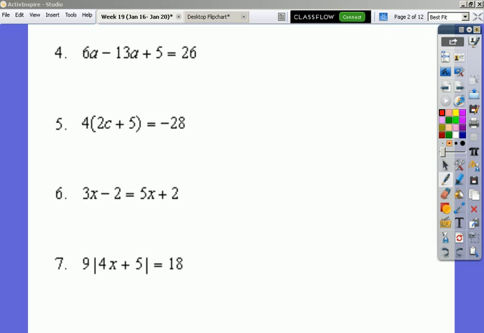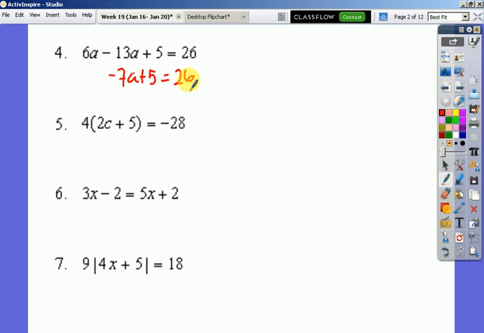Okay, so now we're getting to multi-step equations and solving those. Same thing, we're just doing more than one step. 6a minus 13a is what? Negative 7a. Remember your sign. Negative 7a plus 5 equals 26. Again, notice I'm keeping things separated line by line.